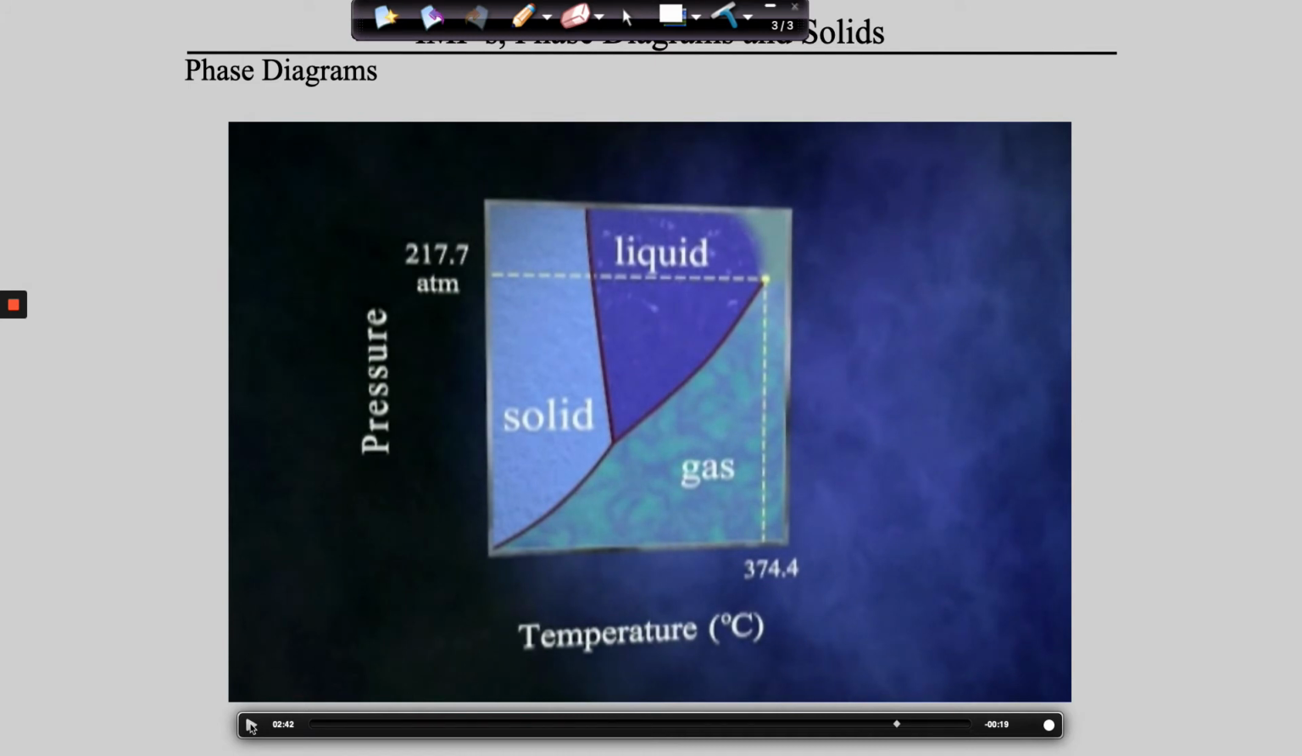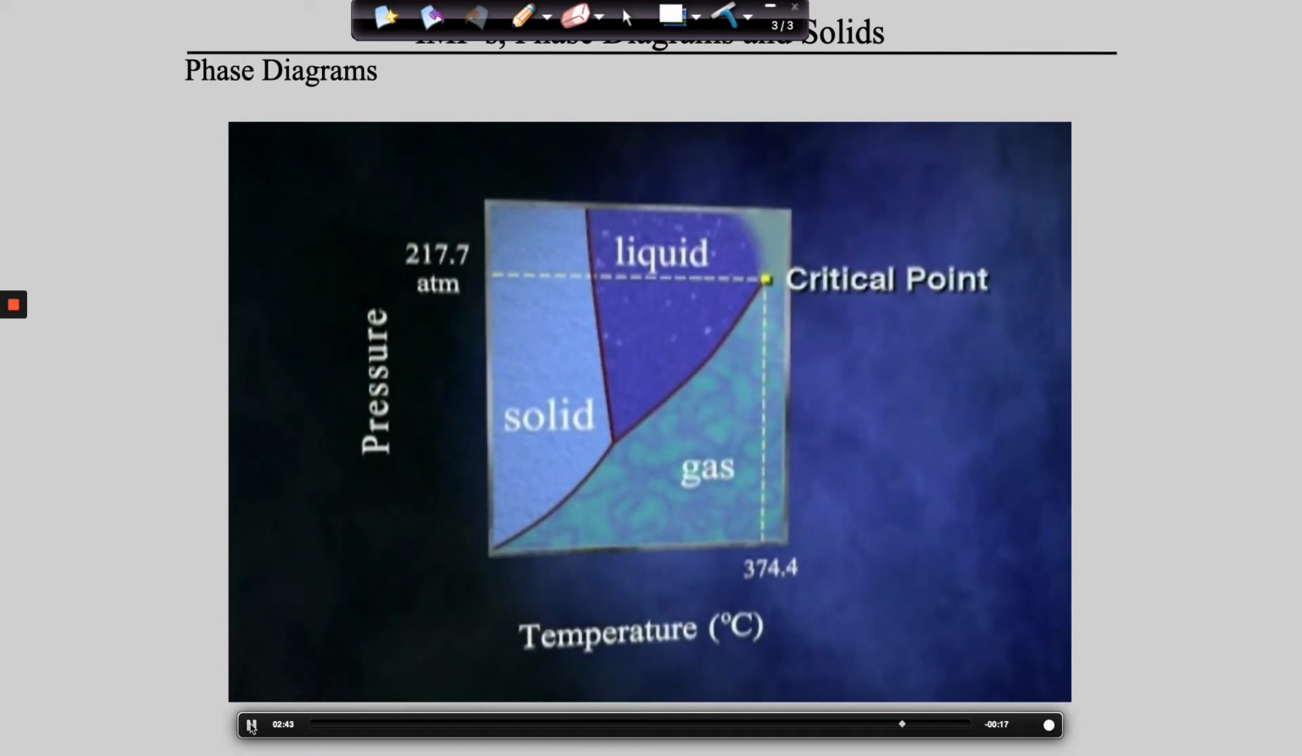Guys, 375 Celsius. That's toasty. But look at the pressure. Guys, 217 times atmospheric pressure. That's terrifying.